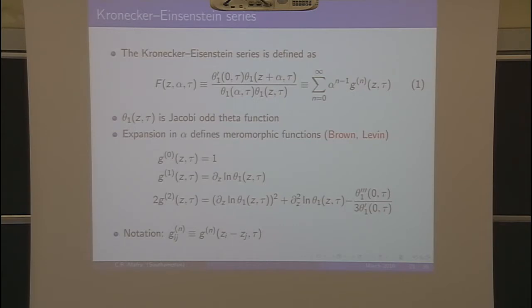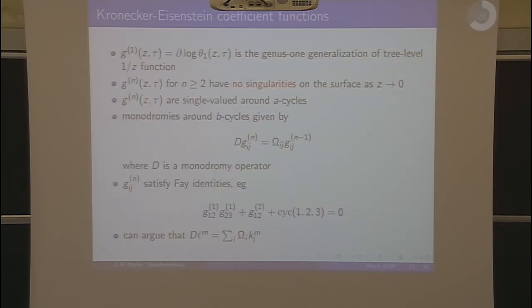So you get an infinite set of functions like that, and you can see that the G with index 1 corresponds to the standard derivative of the log of the prime form, and it's the natural generalization of the tree level 1 over z function. So that's good. And when you look at the higher G functions, you will notice that they have no singularities on the surface. So they're completely regular as z goes to 0.